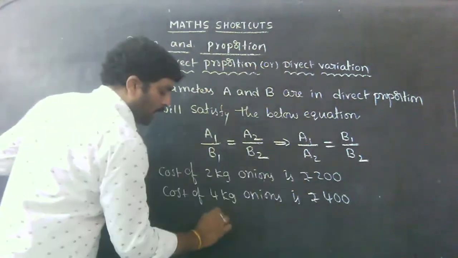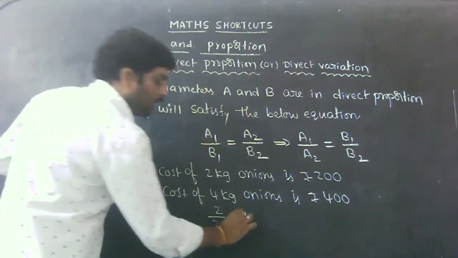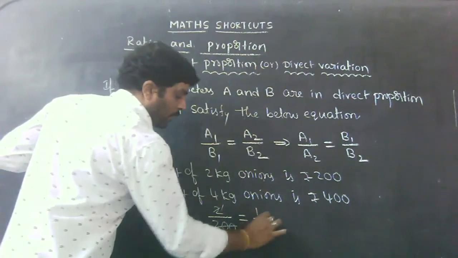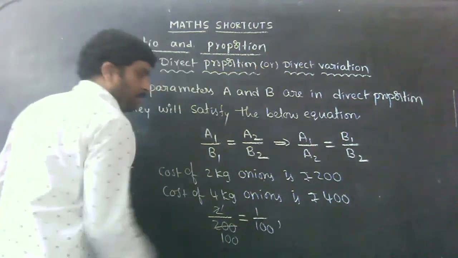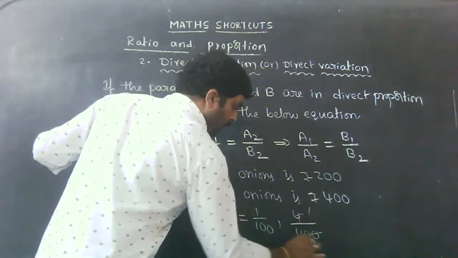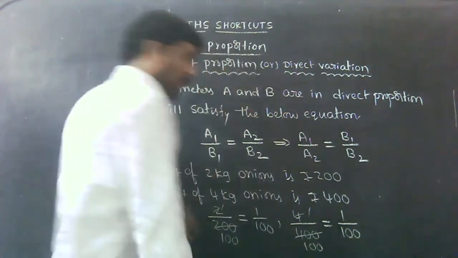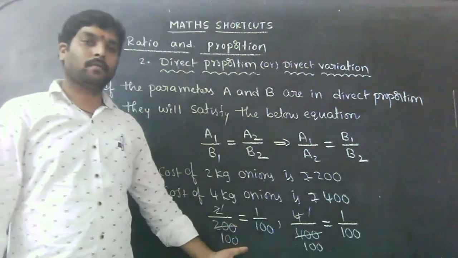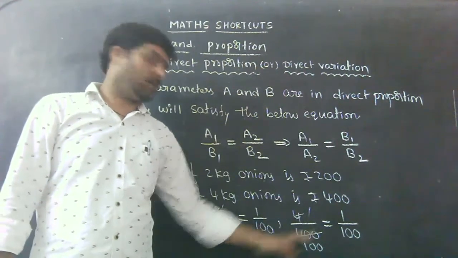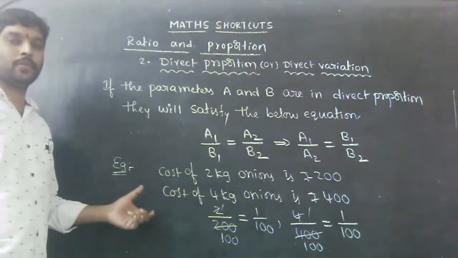2 by 200 equals, 2 ones are 100, so you get 1 by 100. At the same time, 4 by 400, 4 ones are 400, so you get 1 by 100. Are the two ratios the same or not? Yes, 2 by 200 is 1 by 100, 4 by 400 is 1 by 100. This is direct proportion.